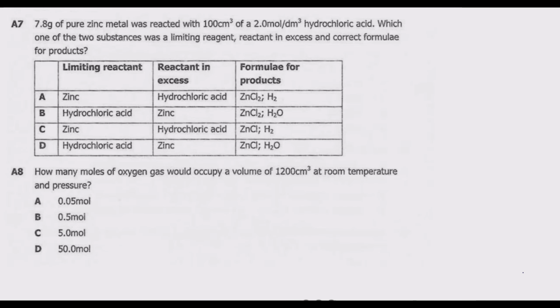Let us look at question 7. 7.8 grams of pure zinc metal was reacted with 100 cubic centimeters of 2.0 moles per decimeter cubed hydrochloric acid. Which one of the two substances was the limiting reactant, which was the reactant in excess, and give the correct formula for the products?